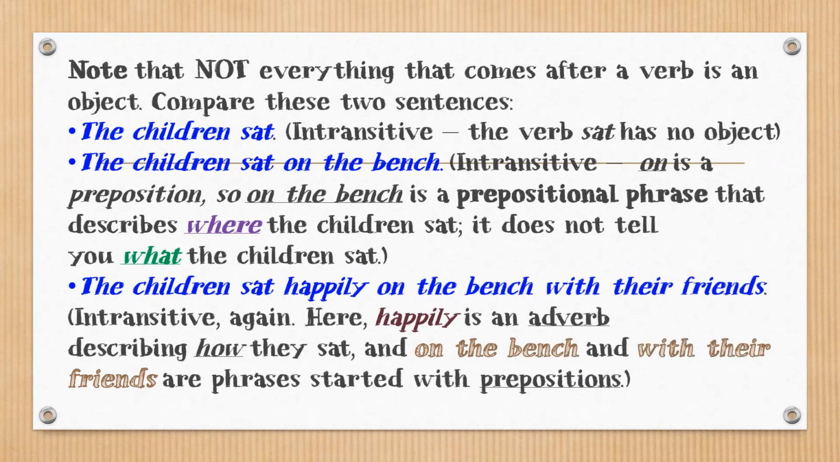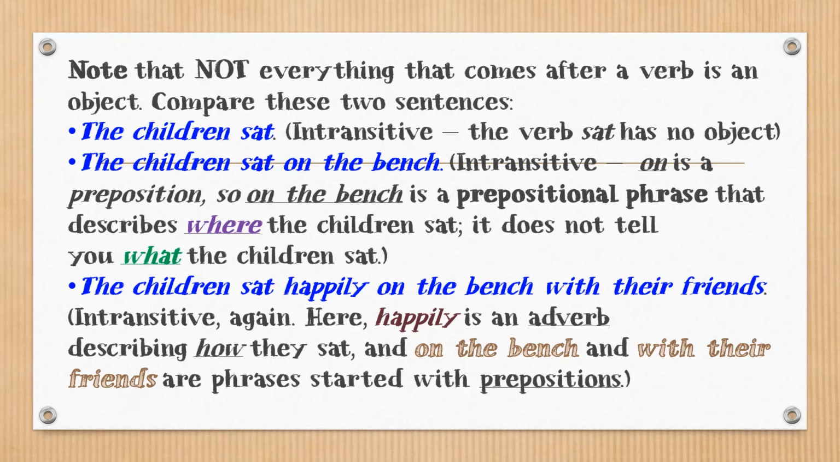Satu lagi. The children sat. Tadi dah sat kan? Tiba-tiba ada perkataan happily on the bench with their friends. So, kita ada banyak benda, kita pun ingat lepas sat tu banyak, ini mesti objek. Tidak ya. It's still intransitive kerana happily is an adverb. Kita dah belajar hari tu subject, verb, adverb. Adverb is something yang menunjukkan macam mana dia duduk. Okay. So, duduk macam mana? Duduk happily. Duduk dengan gembira.